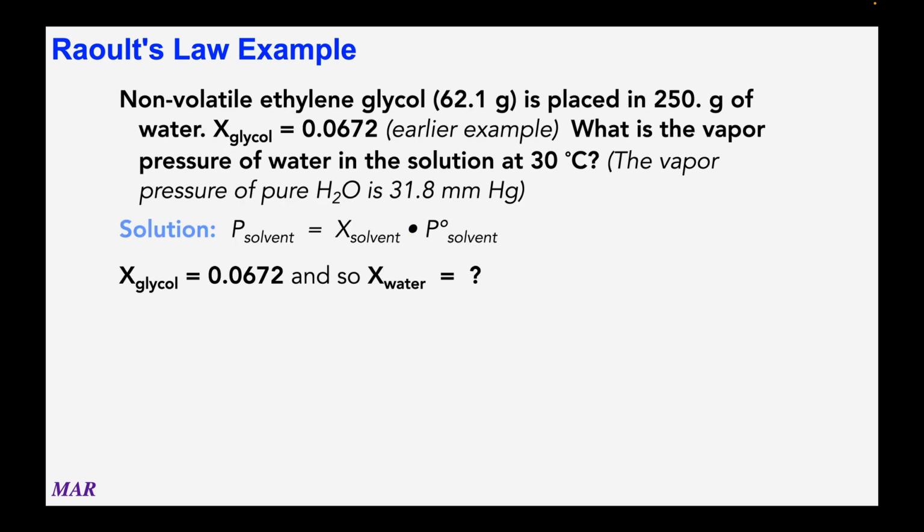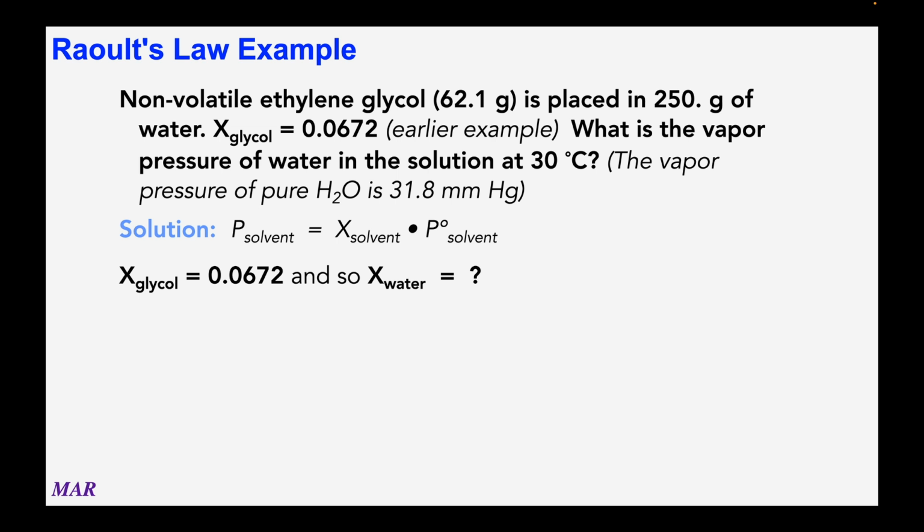So here's an example using Raoult's law. Let's use the same material from before. We had ethylene glycol, 62.1 grams. We placed it in 250 grams of water. We calculated that the mole fraction of the ethylene glycol was 0.0672. Let's figure out what the vapor pressure of water will be in the ethylene glycol solution at 30 degrees Celsius. Why the 30 degrees Celsius value is important is you can look up the vapor pressure of water at almost any temperature. At 30 degrees Celsius, if you look it up, the vapor pressure of pure water is 31.8 millimeters of mercury.